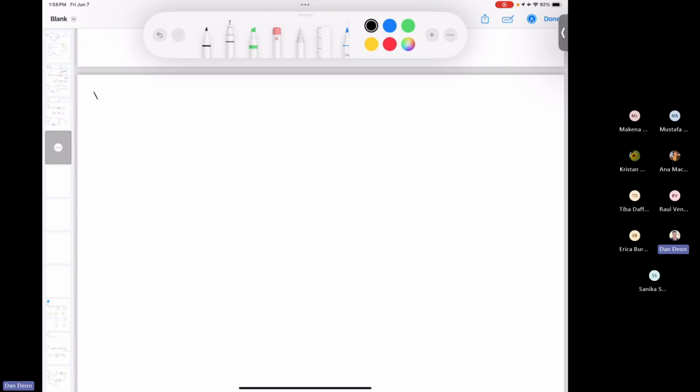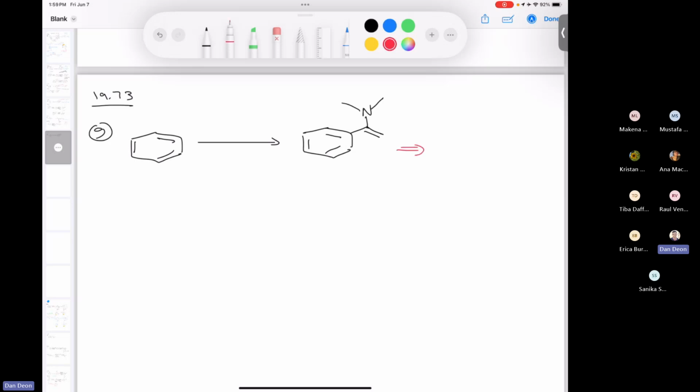All right, the next one is making an enamine, and so that's a good thing to take a look at. So this is 19.73 G, and this one covers enamine, so you're just starting with benzene. So we're going to have to delve into our chapter 18 reactions for this one. And we're making this enamine, which looks like this, but you can do a retrosynthesis of an enamine. And doing the retrosynthesis, what you would have to have in this case is the methyl ketone. So this is acetophenone, and then you would just use dimethylamine, okay? And then react those together with a catalytic amount of acid.